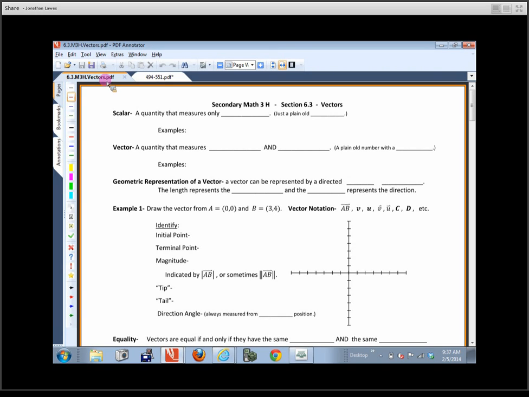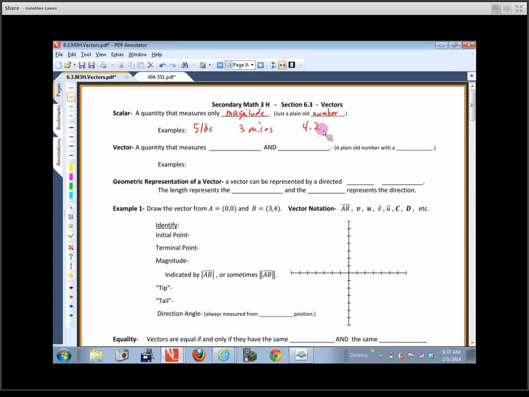This textbook doesn't use this word very often, but I want to make sure we're clear on what this is because you're going to see this word quite a bit. The word scalar is a quantity that measures only magnitude. It measures how big something is. One way that we could say this is that it's just a plain old number. So something like 5 pounds, 3 miles, or 4.2. Just plain old numbers. Those are examples of scalars.